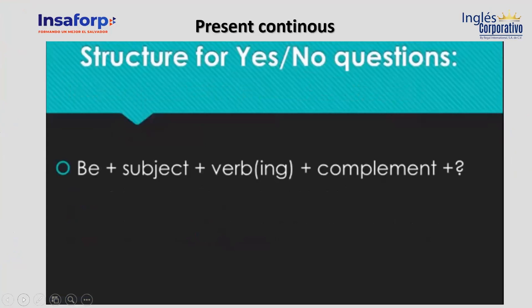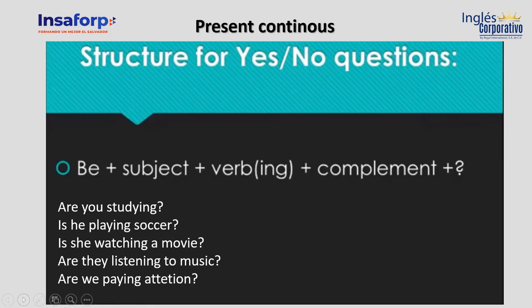So look at the following. Here is the structure for yes, no questions. Para una yes, no question, we are going to need the verb be, subject, the verb in ing form plus complement plus the question mark. So let's take a look at some examples here. Are you studying? Is he playing soccer? Is he watching a movie? Are they listening to music? Are we paying attention?